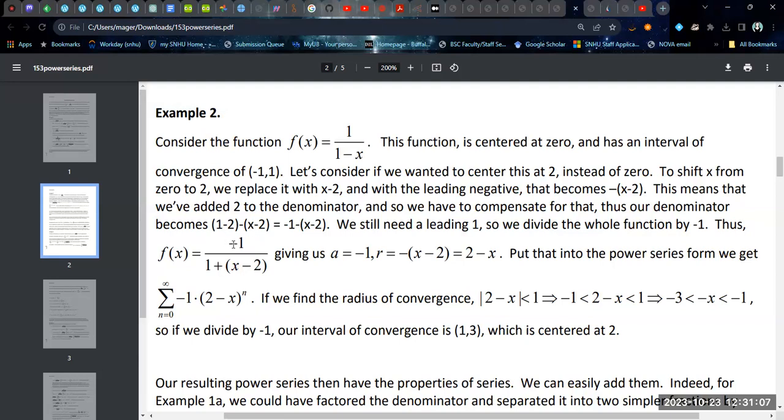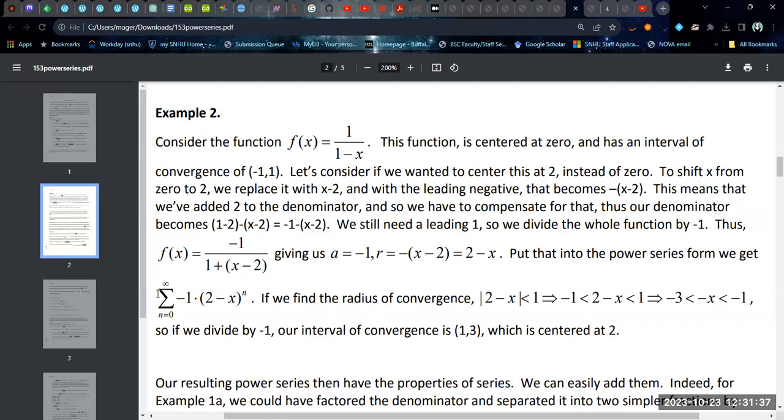A is this negative 1. R, because this is a plus sign, is negative x minus 2. You could also put it in as 2 minus x. That's fine. Although when you do derivatives, you will then have to deal with that negative sign. So it may be easier to just put it in as a negative x minus 2 in parentheses, and pull out the negative 1 to the n. But either is technically fine.